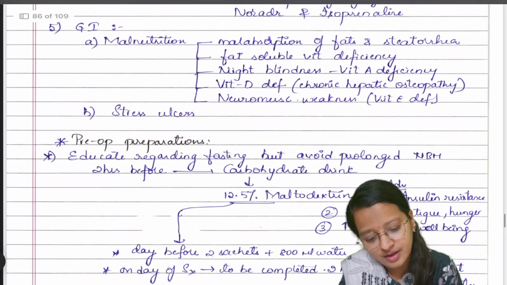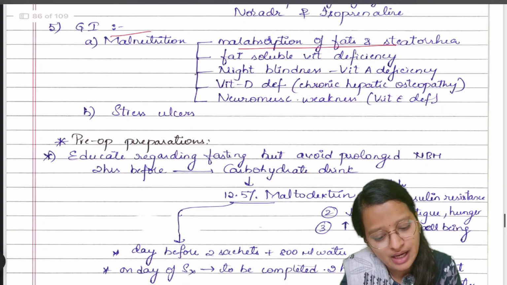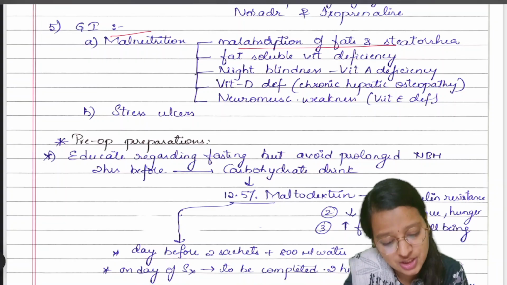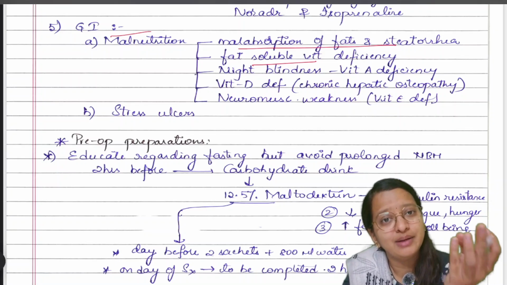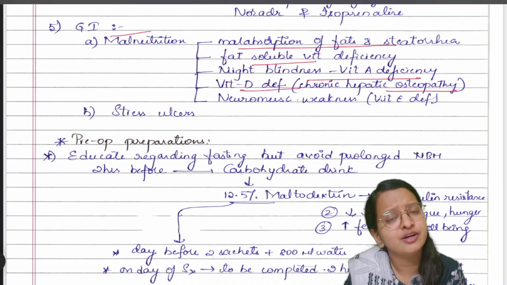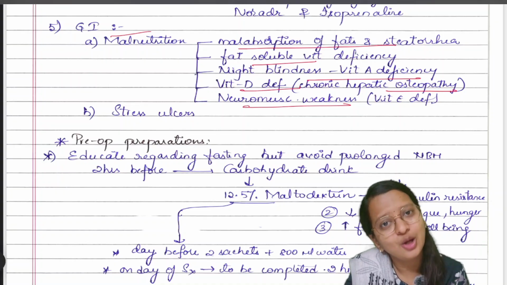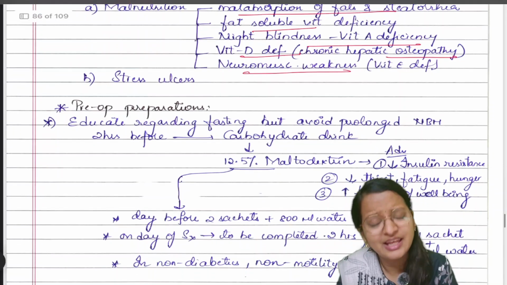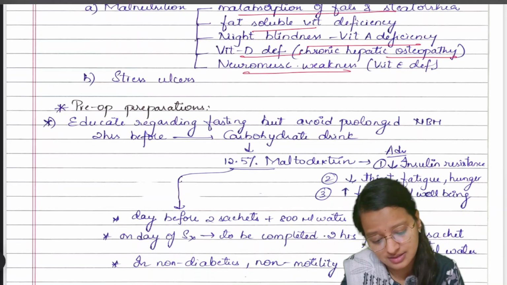Okay. Coming to GI, we have seen that there will be malabsorption of fats. So there will be steatorrhea, fat soluble vitamin deficiency, night blindness for vitamin A. For vitamin D, osteopathy. But for vitamin E, there is neuromuscular weakness. For vitamin K, clotting defects. And there also will be stress ulcers.